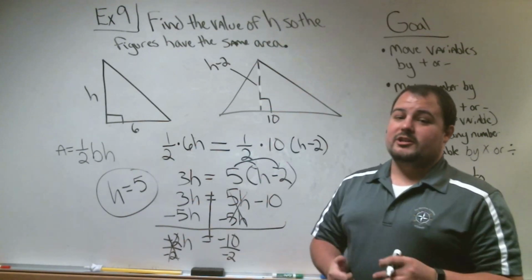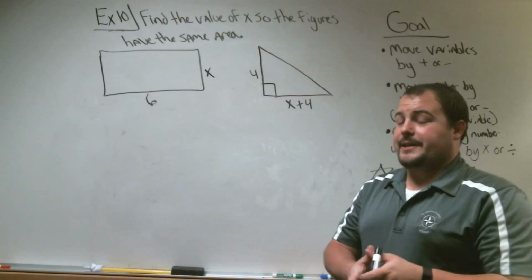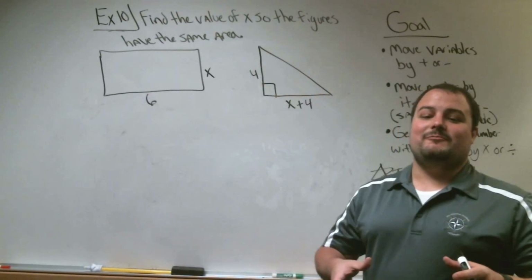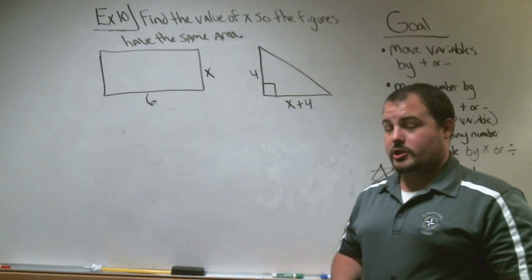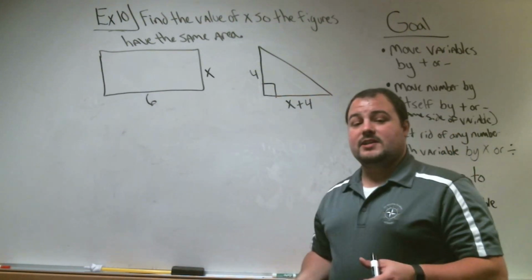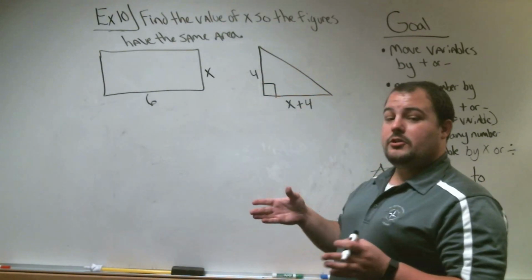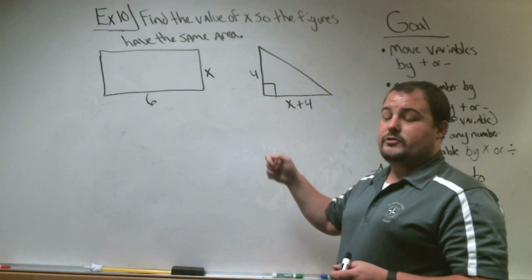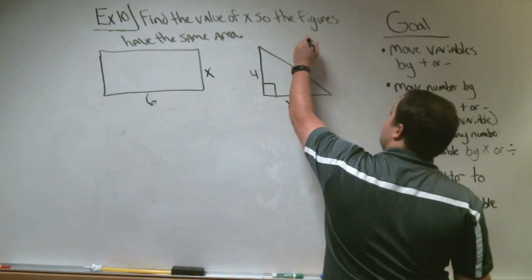We'll do one more, and you guys are good for a day. Final example. We're working on geometry in a way that we're going to be solving it by setting two equations equal to each other. So it says find the value of x so the figures have the same area. So we need to know the area formula for both of these shapes. We have a rectangle, we have a triangle. Well, we already just did a triangle.